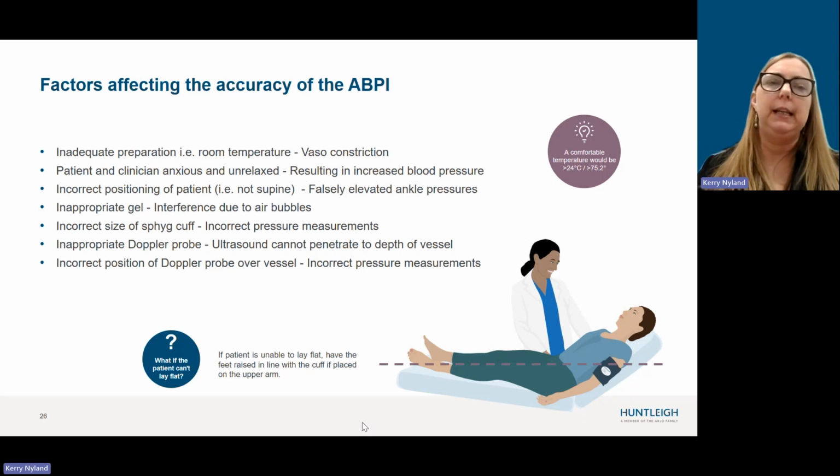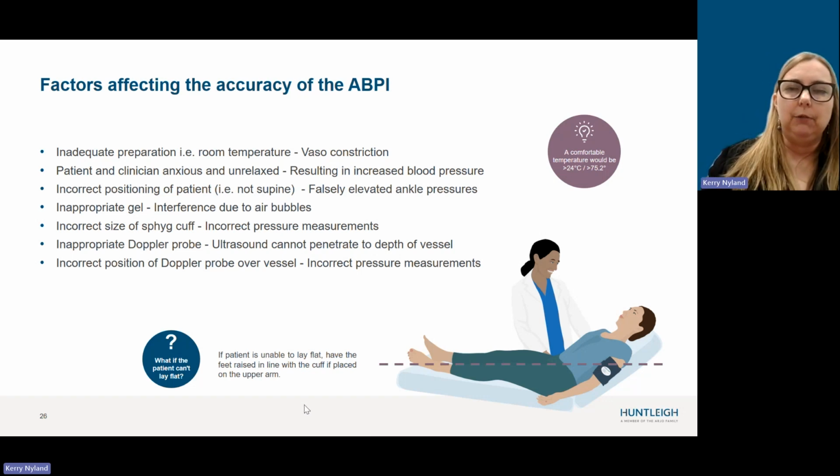And as we mentioned earlier, the position of the probe is really important. It's really easy to slip off the vessel. So make sure you're anchoring your hand properly, and then that will lead to more accurate results.